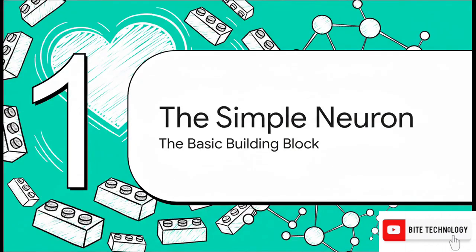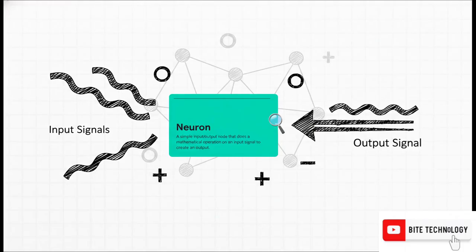Okay, first things first, the simple neuron. Seriously, think of this as the single Lego brick. Every amazing, complex AI you've ever heard of is built from this one tiny piece. It really is the heart of the whole system. So, what even is a neuron? Well, it's basically a tiny little decision maker. It takes in some information, does a super quick bit of math on it, and then spits out an answer. That's really it. A simple input, a simple output. But trust me, this is where all the magic starts.